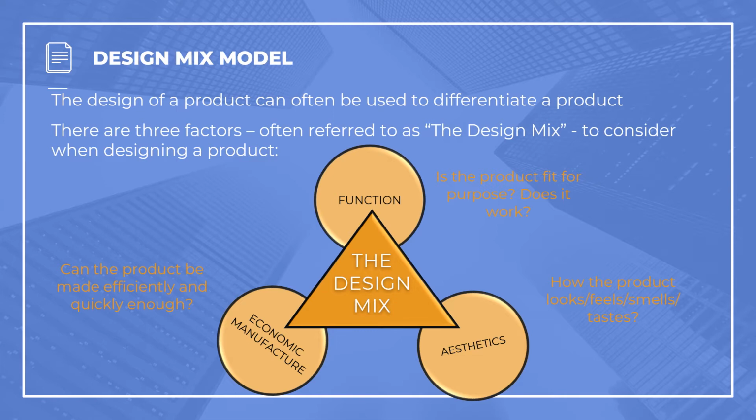When we are designing a product, we need to look at these three particular things. First of all, is the product fit for purpose and does it work? Is it going to achieve what you want it to do? The aesthetics is how the product looks, feels, smells or tastes. And finally, the economic manufacture is how is it actually made? Can it be made efficiently and quickly enough?